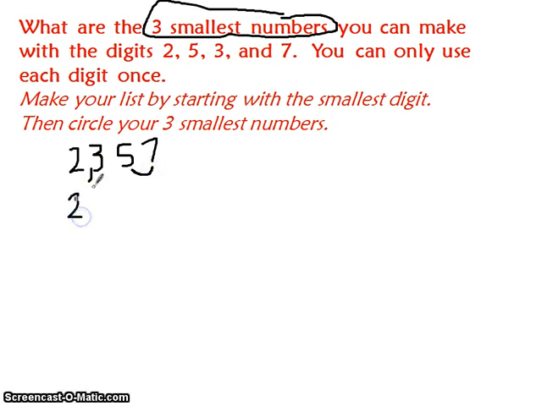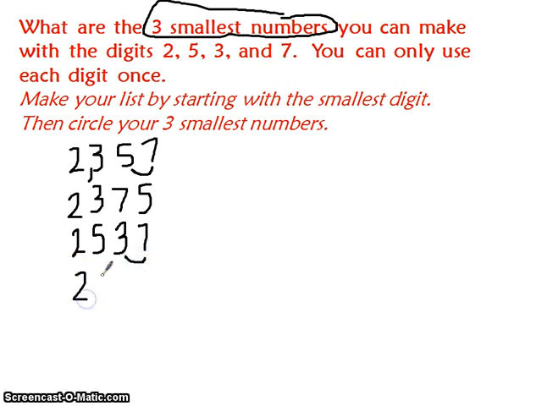So we still have 2,375. Okay, now can we make any other numbers with a 3 in the hundreds place? The answer is no. So now we're going to move our next smallest number into the hundreds place. Keep the 2 in the thousands place. We're going to move a 5. And then the next smallest number would be a 3, and then a 7. And now we're going to switch our tens and our ones.